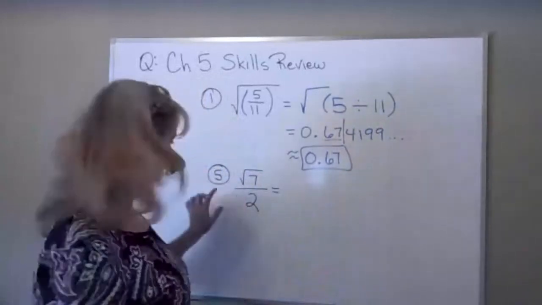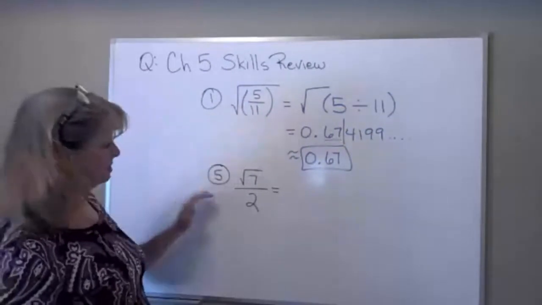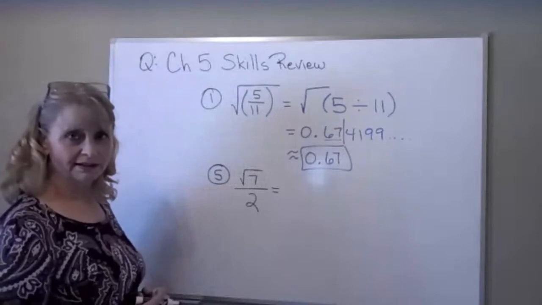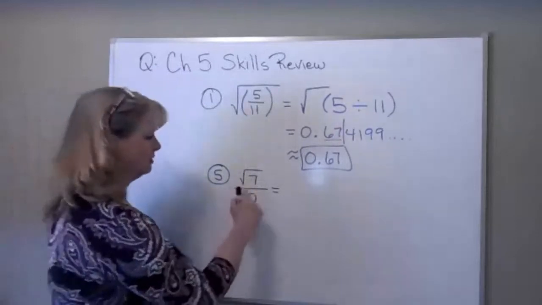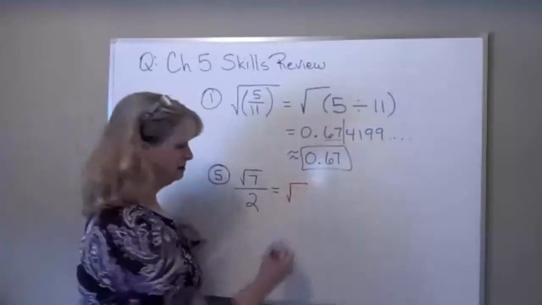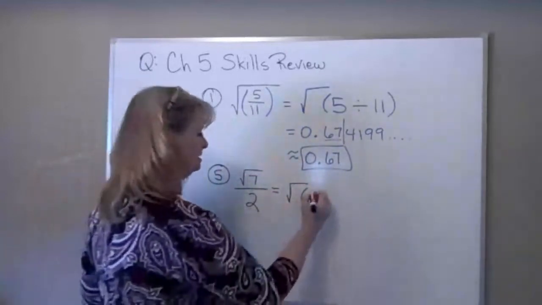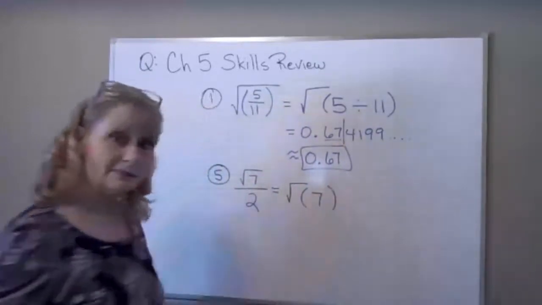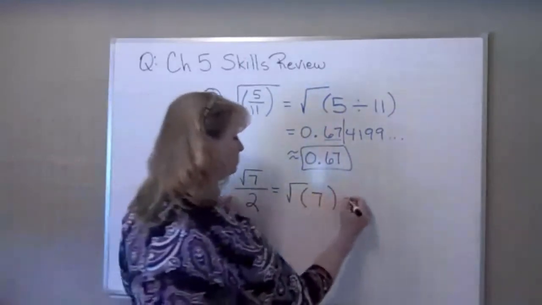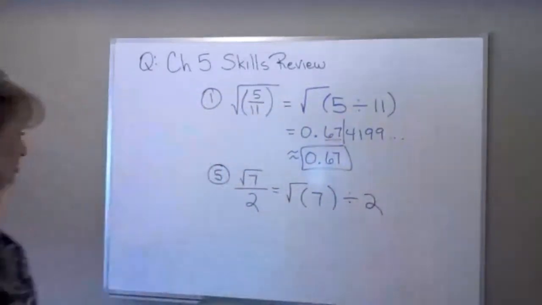Okay, let's do this one. This is number 5. So if you've done one or more like this, jump to number 5 on your skills review quiz. To do this one, first we need to do the square root of 7. So we're going to do our square root sign, open parentheses unless it opens it for you, 7, and then we're going to close the parentheses because we only want to take the square root of the 7. And then we're going to divide by 2. That's it. So everybody do number 5.